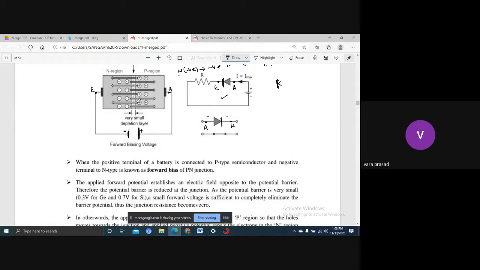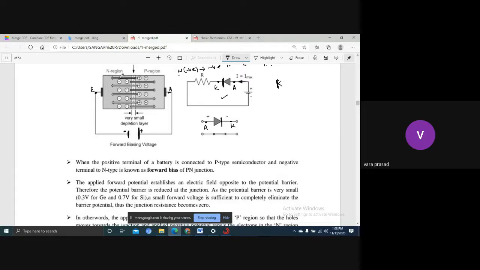These positives will ripple here, and these negatives, connected, ripple each other. Then holes can move in this direction and electrons can move in this direction. That's it. Holes can move this direction, electrons can move this direction. Understand or not? That is the matter you can build up.